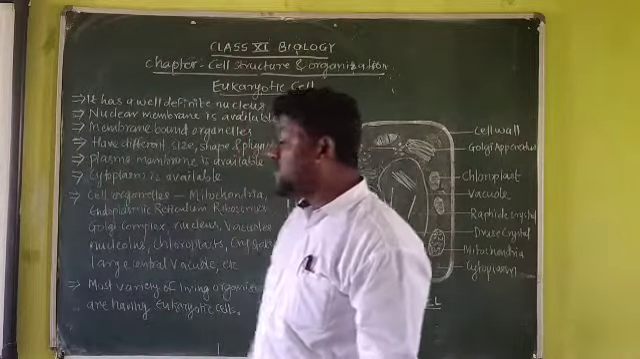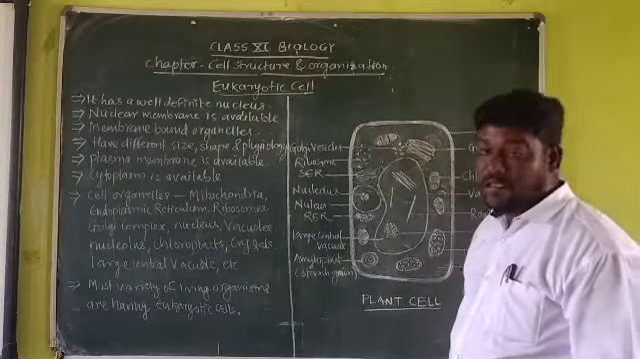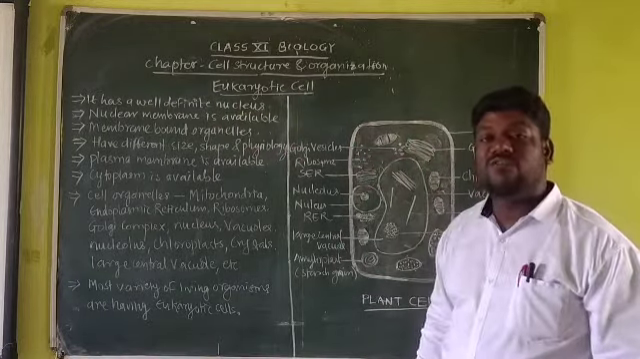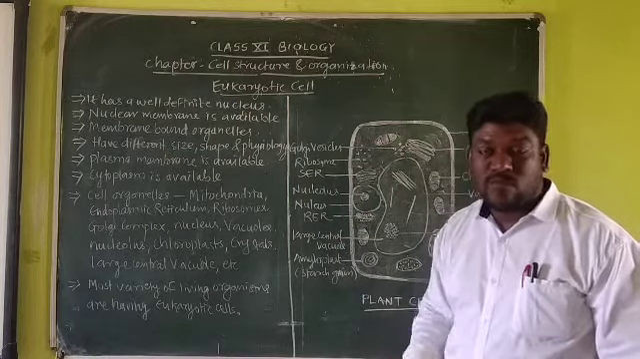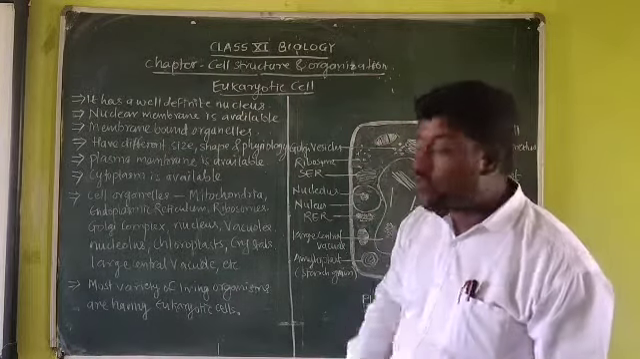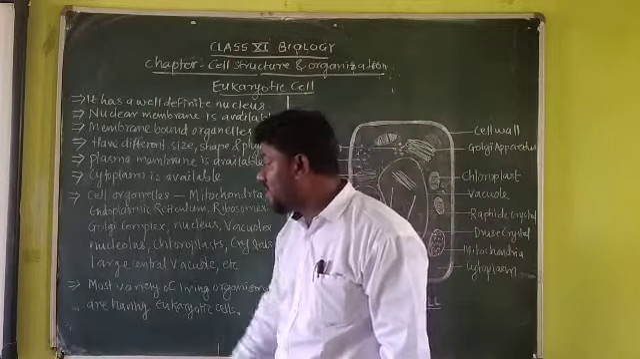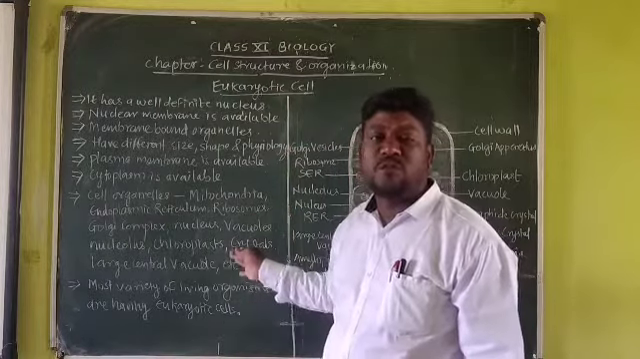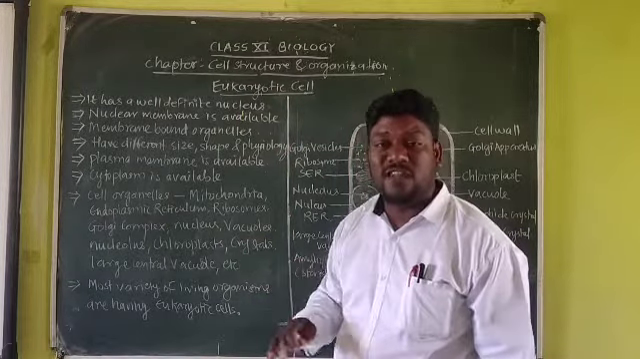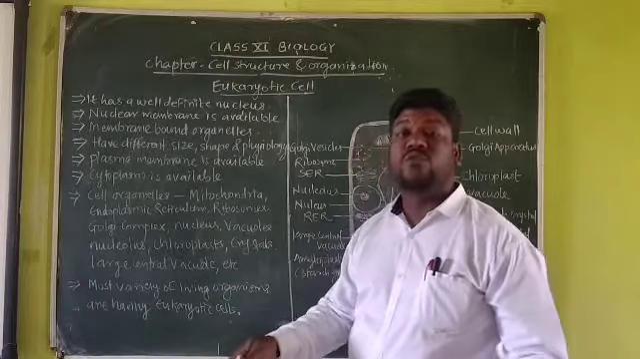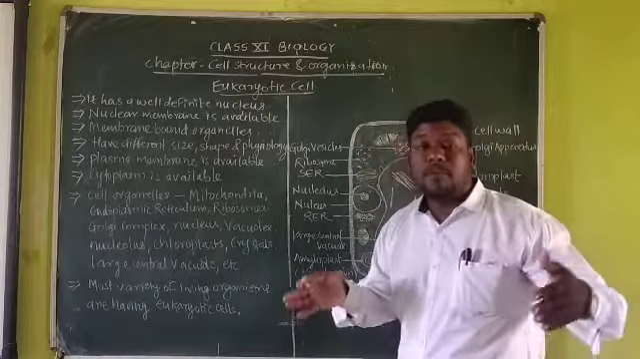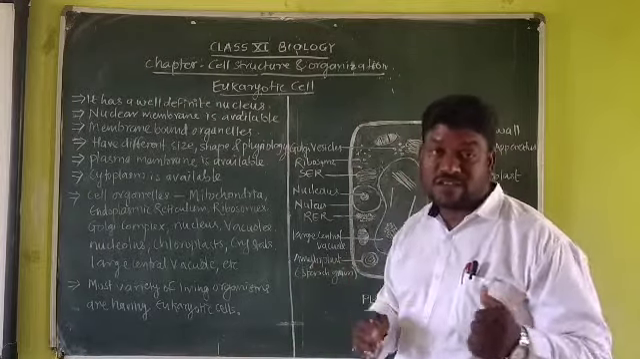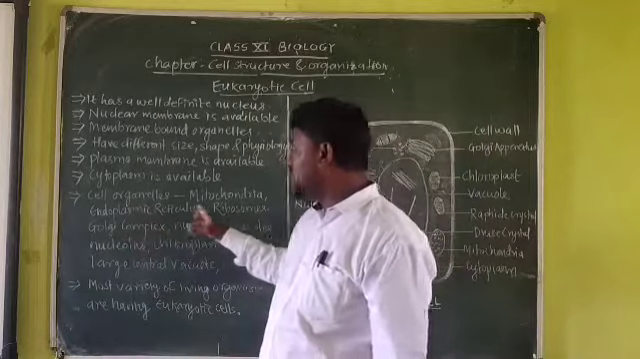After that, the plasma membrane is available. The membrane of the whole cell is the cell wall, and inside it there is a cell membrane, the plasma membrane. That membrane is also available in eukaryotic cells. Now the cell organelles: I have mentioned a few cell organelles, but there may be more than that. I have mentioned the few important cell organelles which are present inside the eukaryotic cell. So what are the cell organelles?